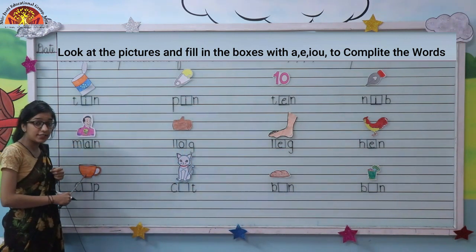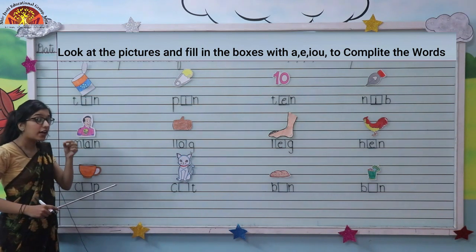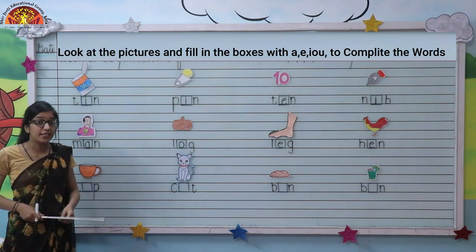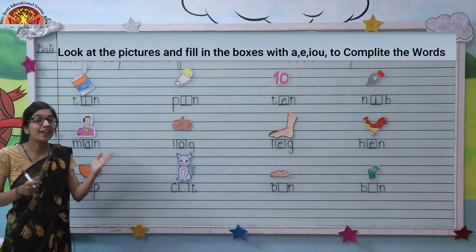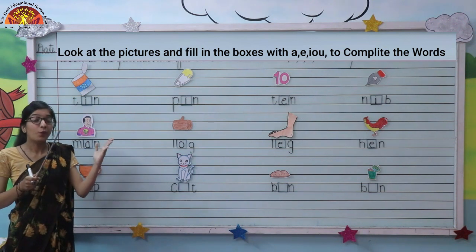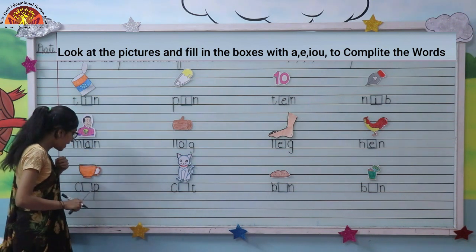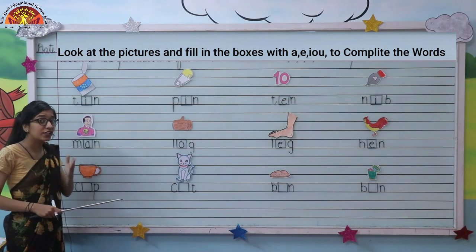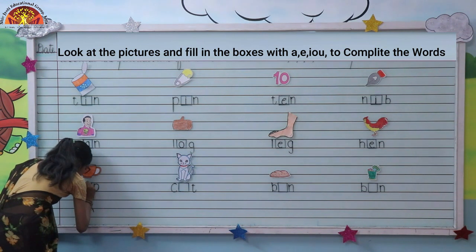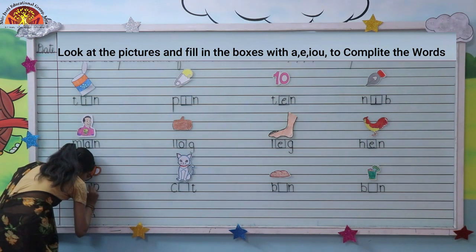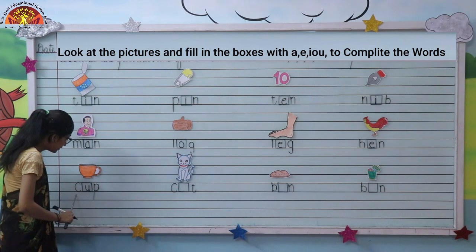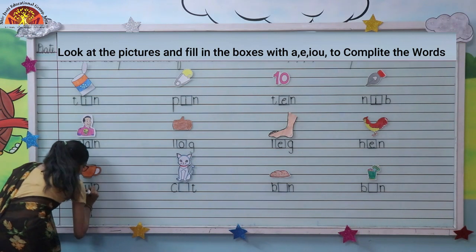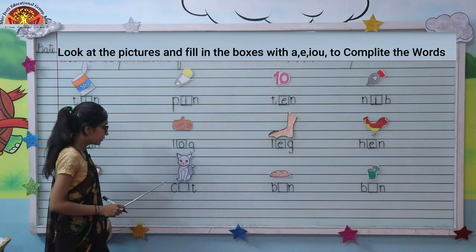Move to the next one. Tell me, what is this? This is a picture of cup. The spelling of cup is C-U-P, cup. So we have to write vowel U here. So kids, write U here to complete this spelling. C-U-P, cup. Okay, move to the next one.